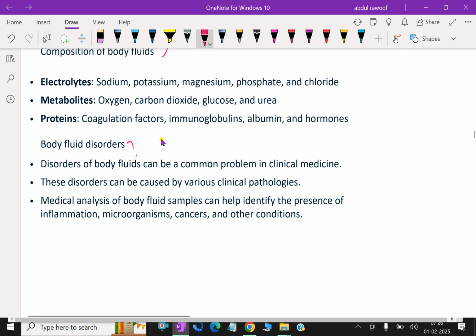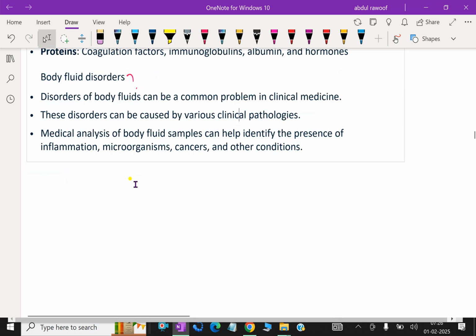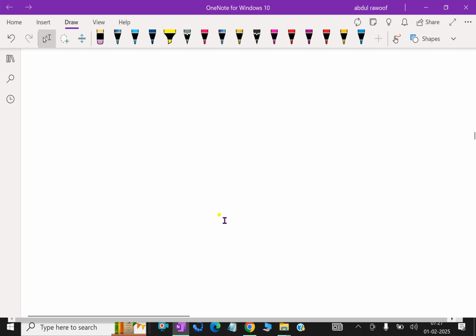Body fluid disorders. What are body fluid disorders? Disorders of the body fluids can be a common problem in clinical medicine. These disorders can be caused by various clinical pathologies. Medical analysis of body fluid samples can help identify the presence of inflammation, microorganisms, cancers, and other conditions.